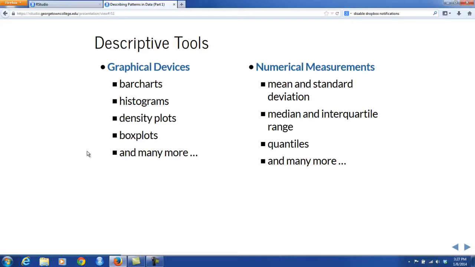There are also numerical measurements that you can make on your variables. So in this chapter we'll learn about the mean and the standard deviation, the median and the interquartile range. We'll learn about quantiles, and there are many more numerical measurements that we'll come upon as the course goes along.